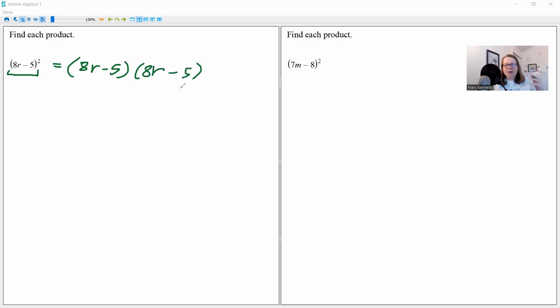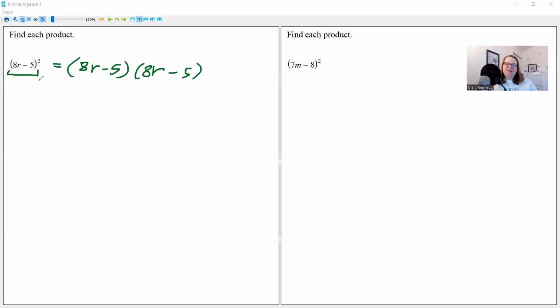Now, if you've learned about multiplying polynomials or binomials, you can distribute the 8r and then distribute the -5 and combine like terms. You might have learned a window or a box method for doing that. That works as well. So if you've seen something like that, that's great.